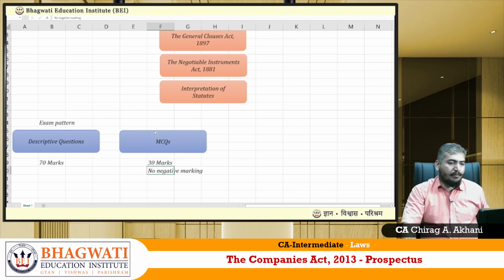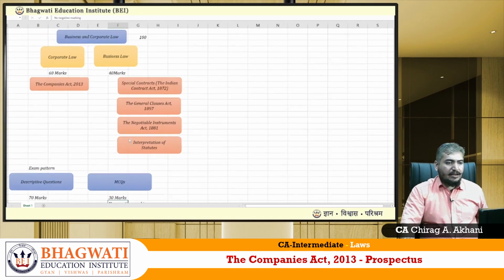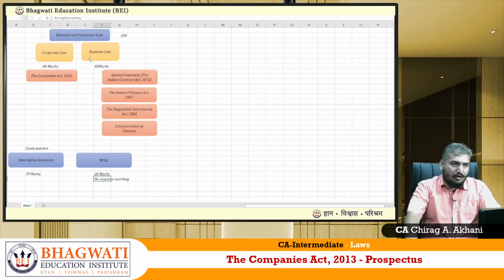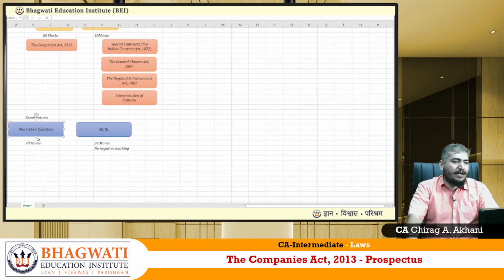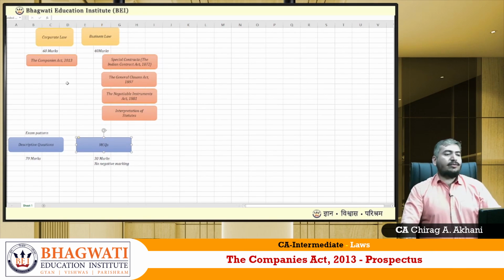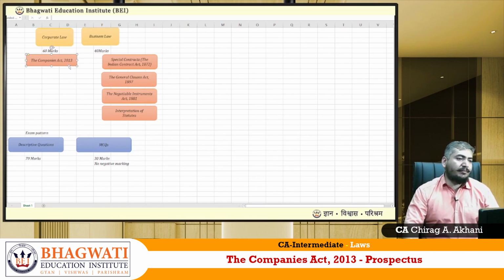So students, this is all about the entire subject description in business and corporate law. Business law is for 40 marks, and obviously corporate law is for 60 marks. And in corporate law, the Companies Act, and business law, these 4 points we are going to learn for a total of 40 marks. Exam pattern goes for 70% descriptive questions, and 30 marks are for the MCQs. Alright. So in today's class, the first thing we are going to study or start is the Companies Act 2013.